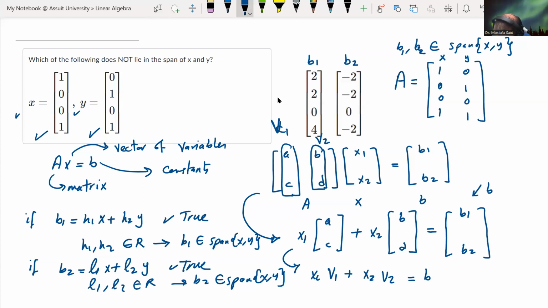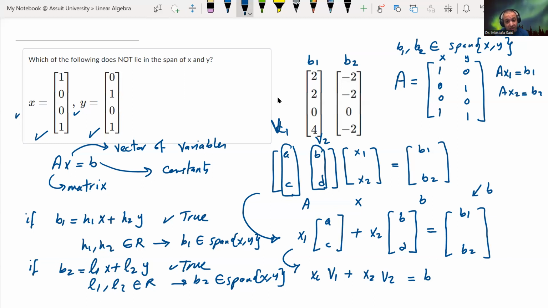Let's just check again. Yes, okay. And then we're going to find a variable. Let's call them, for example, x1 and x2. So we're going to find out if x1 equals b1, and x2 equals b2.